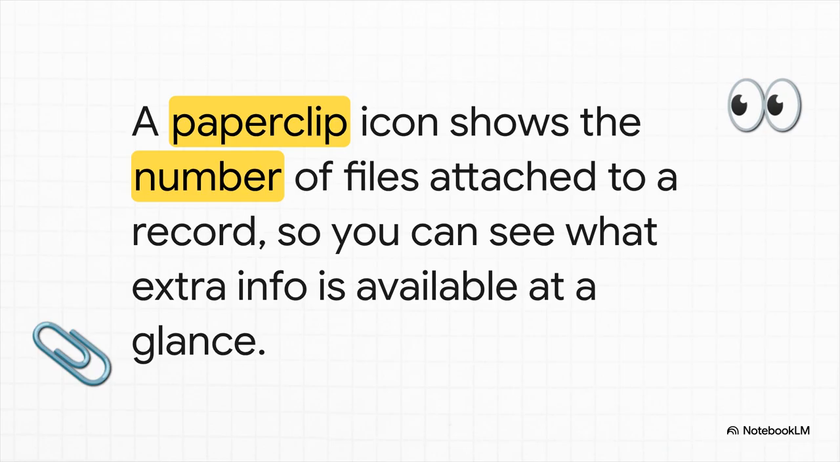So how can you tell if a record has these bundled files? Well, Access gives you this really simple visual cue. You'll see this little paperclip icon, and the number right next to it tells you exactly how many files are tucked away in there. It's a quick, at-a-glance way to see what extra info you've got.